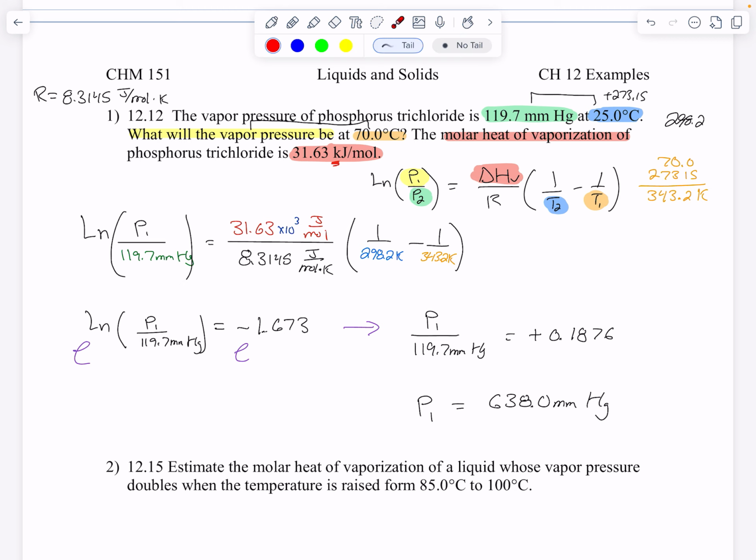To recap real quick, we did this side first and got a number right here. Then we had to take both sides to the power of E, and these cancel. I have that number, and then we multiply both sides by 119.7. So that's the first one.